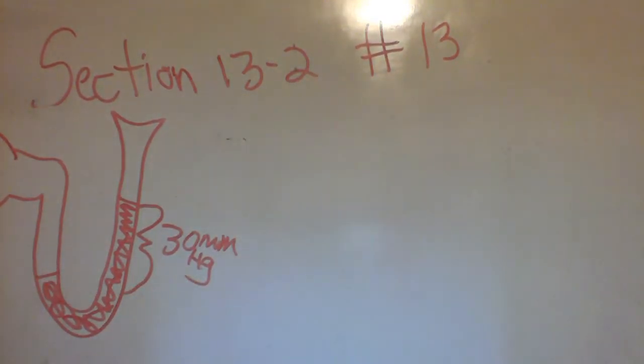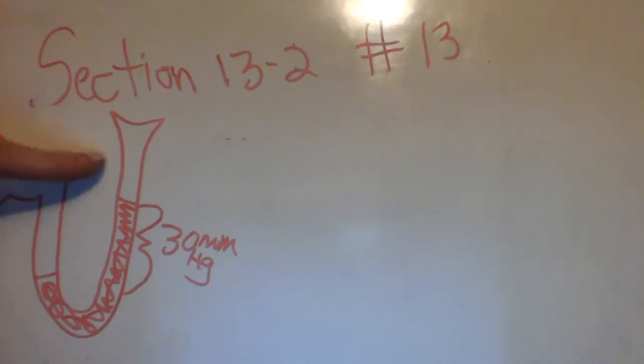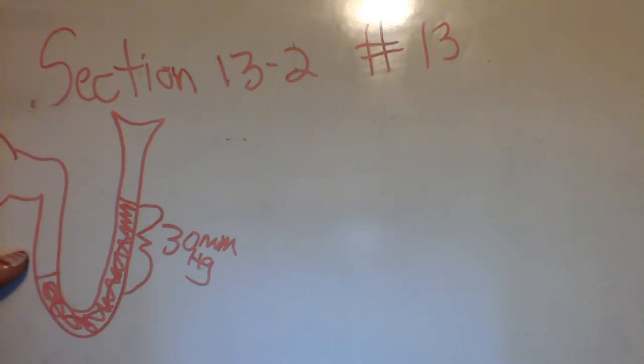First, you draw a picture showing that the mercury is lower on the side of the container of gas than it is on the side that's open to the atmosphere. The difference is 30 millimeters. This picture tells us that the gas is pressing harder than the atmosphere is pressing. So the pressure of the gas must be greater than the pressure of the atmosphere.